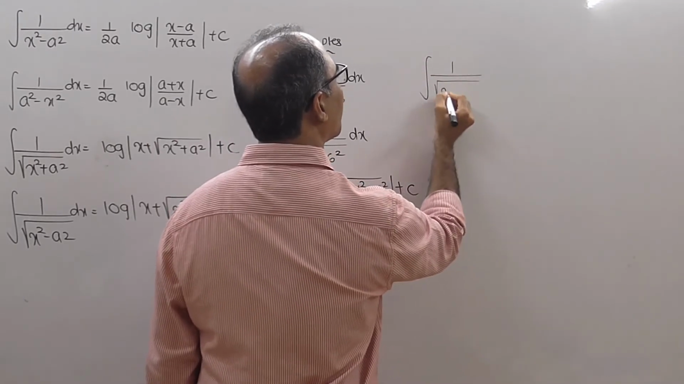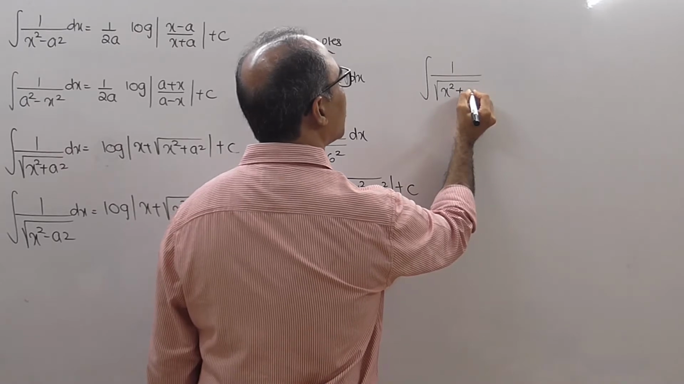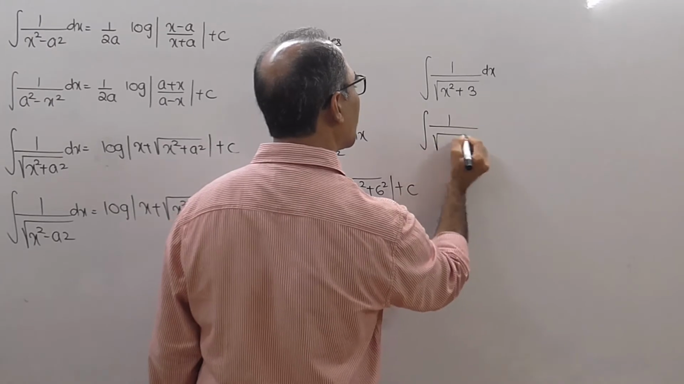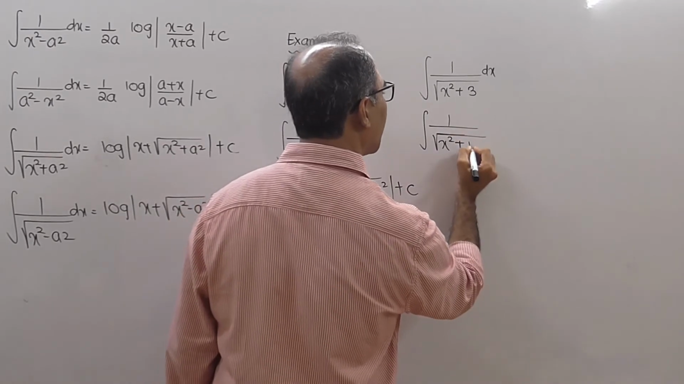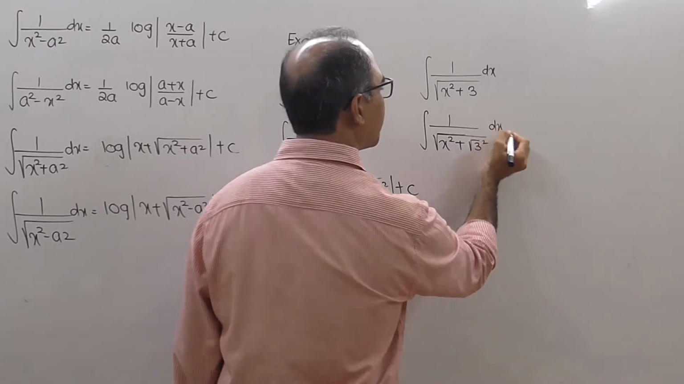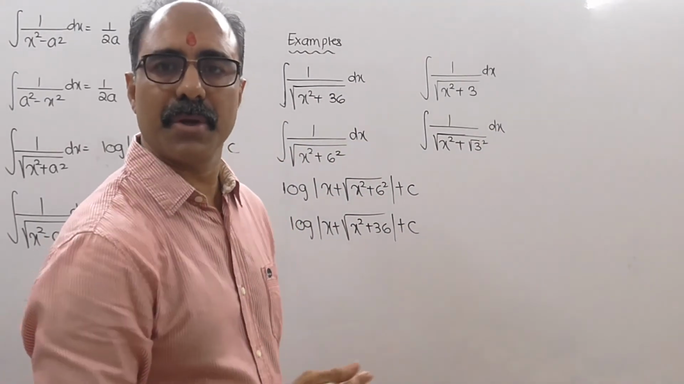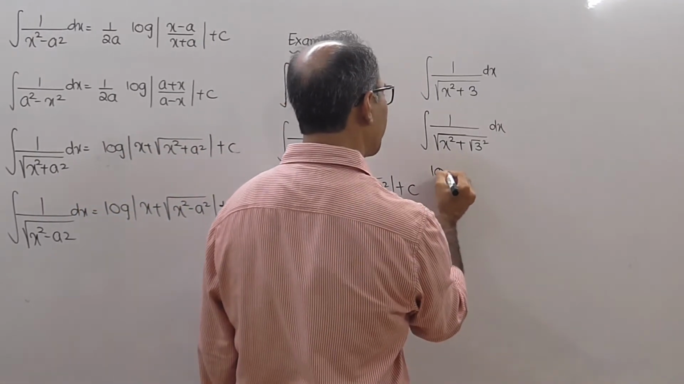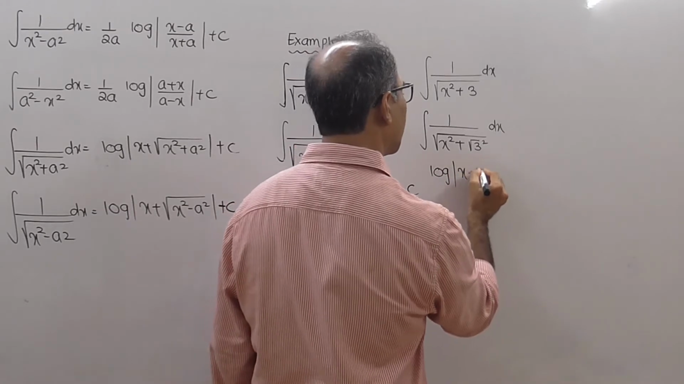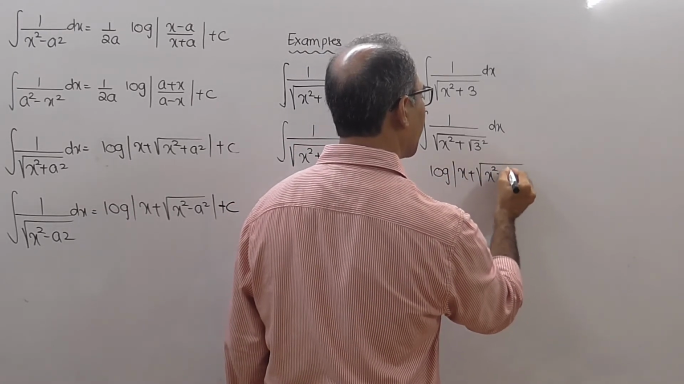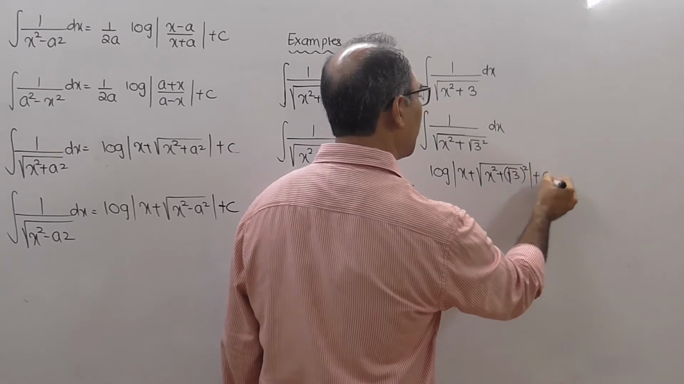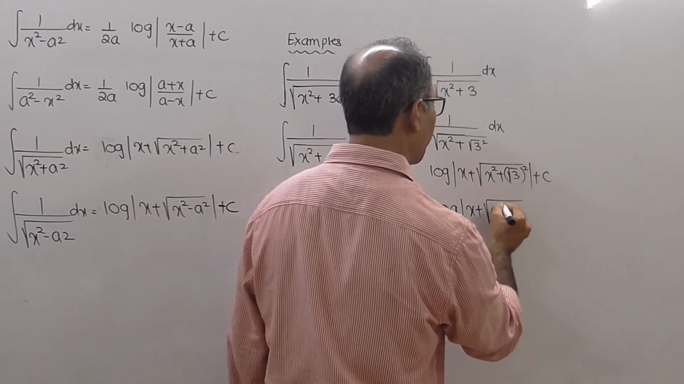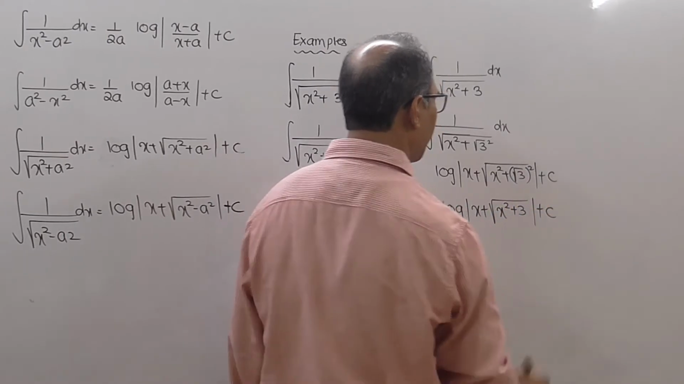Integration 1 upon root of x square plus 3 dx. Okay, so you can write this as root of x square 3, I think we can write it as root 3 square. Okay, 3 को क्या लिखते हैं, root 3 the whole square. So this is in the form of integration 1 upon x square plus a square. The answer for this will be log modulus x plus root of x square plus a square modulus close plus c, that is equal to log modulus x plus root of x square plus 3 plus c.